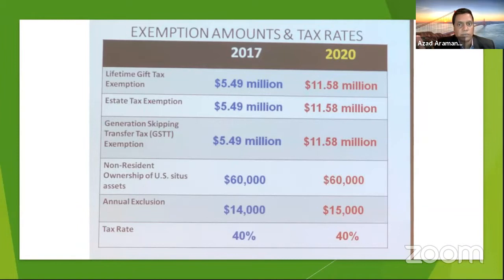That's a huge jump. But remember, these limits are going to automatically roll back to the previous limits in 2026. That is, in 2026, all of Trump's tax cut benefits for individuals are going to roll back to the previous limits, including income tax and all these exemptions, unless Congress acts on that. So we'll see how it plays out.